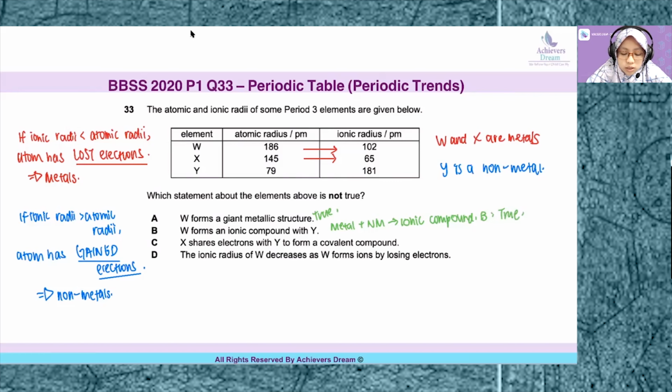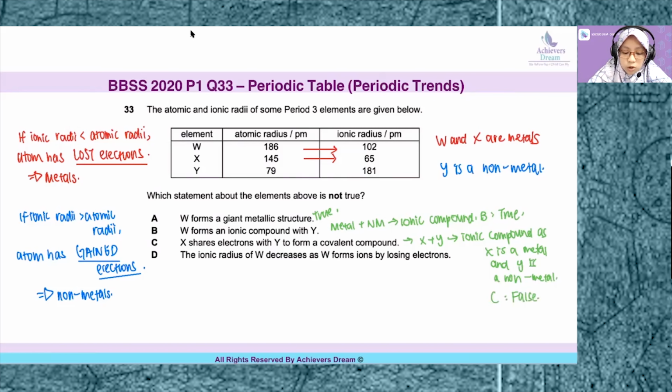Let's take a look at option C. X shares electrons with Y to form a covalent compound. Based on your answer in B, you know that metal plus non-metal will give you an ionic compound. Hence, this statement is false. X plus Y will give an ionic compound as X is a metal and Y is a non-metal. So statement C is false.